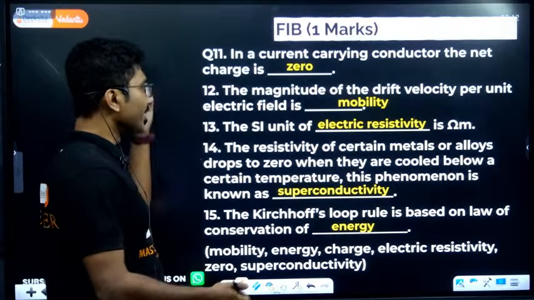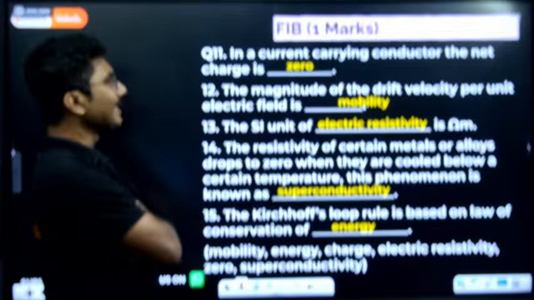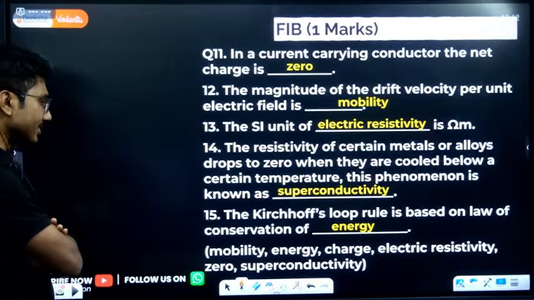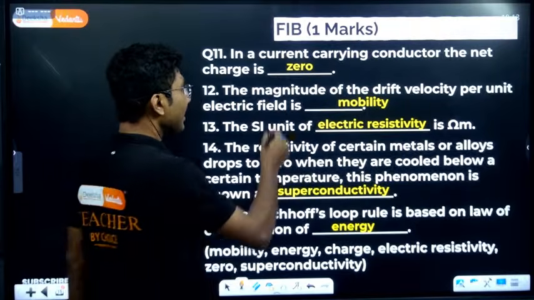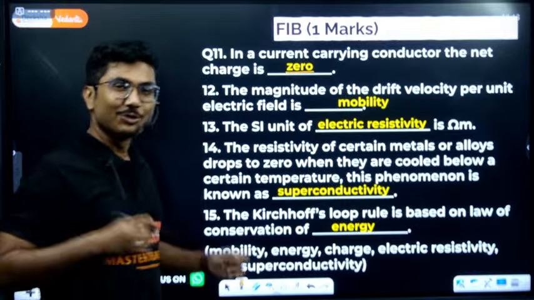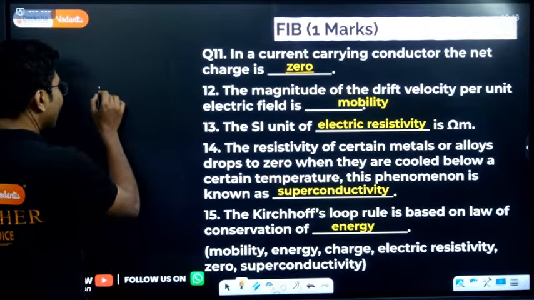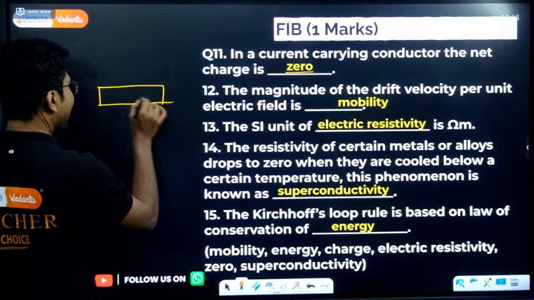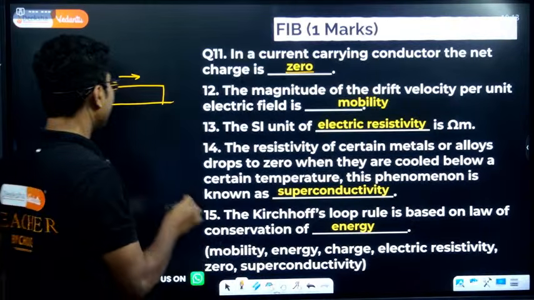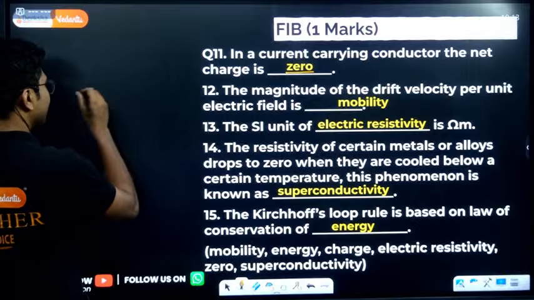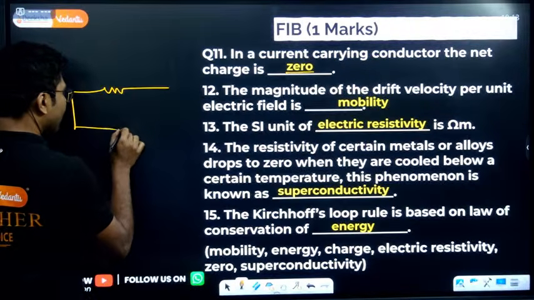I forgot to erase the answers. Anyway, let's see. In a current carrying conductor, the net charge is 0. Very interesting. In a current carrying conductor, the net charge is not some value, it is actually 0. Even though you might think that, sir, the conductor is carrying some current, there must be some extra electrons in it. Actually, no. Suppose you have a resistor. This is a very interesting topic, so just understand it once.